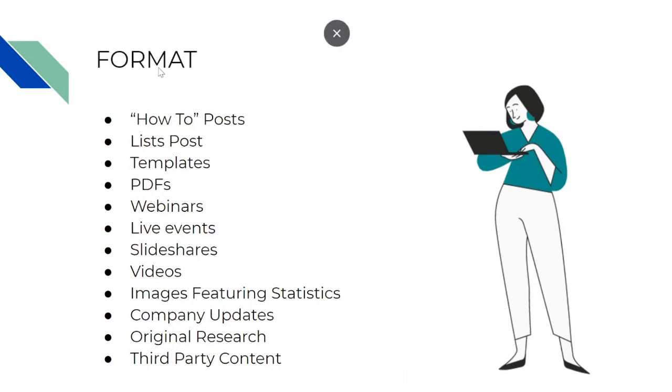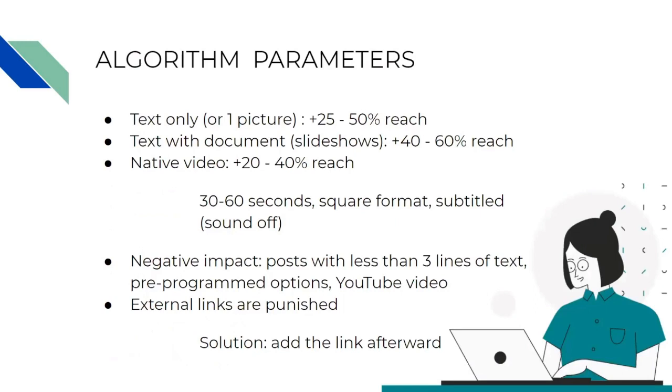So these topics and these formats need to be within the algorithm. So we also need to look at the algorithm parameters. It's not enough to talk about things or to use different formats like a PDF or a webinar or a text plus picture. We need to also understand the algorithm and how it works. Text only reaches about 25-50%. Text with document, 60% reach. Native video, 40% reach. So if you want to go with native videos, you need to stay under 60 seconds and you need to use a square format.